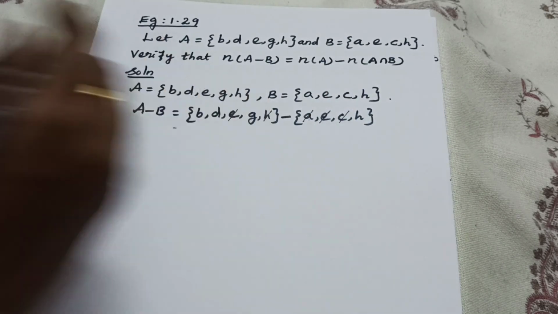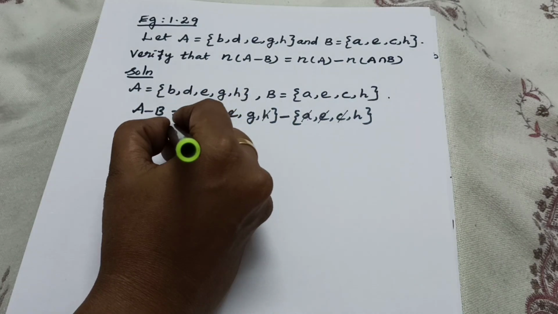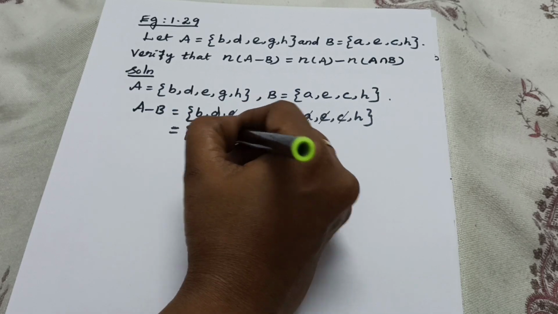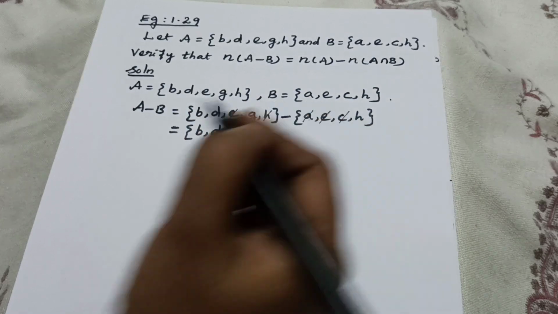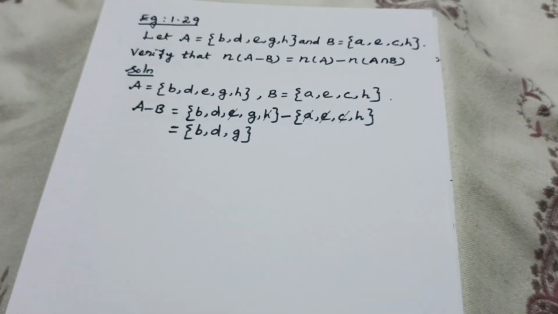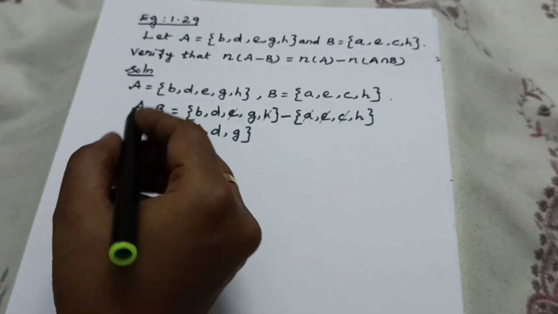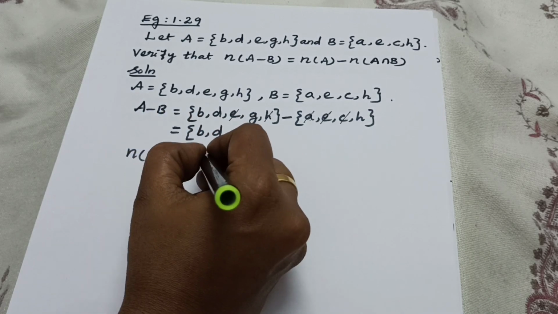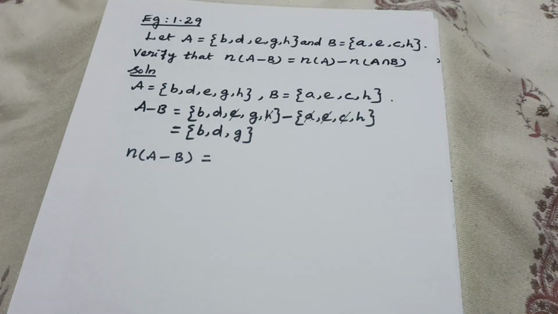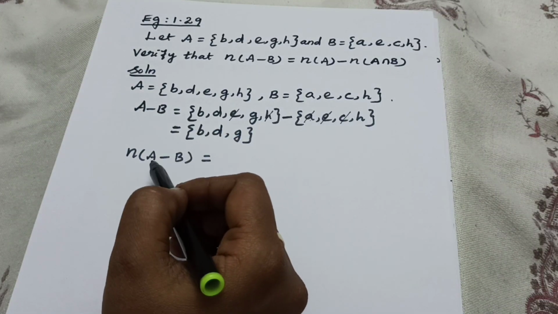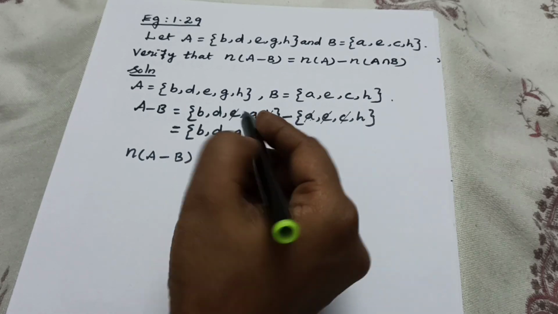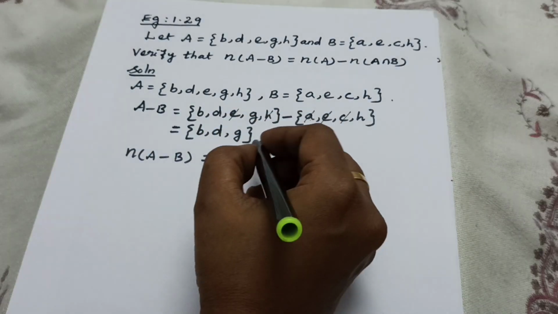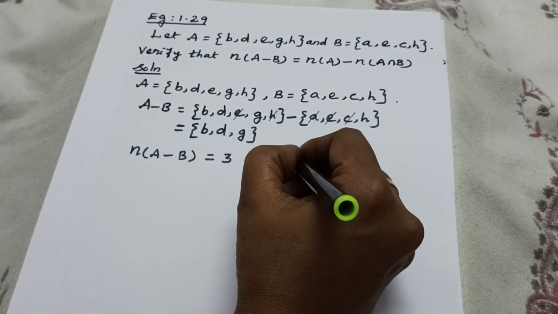Okay, remaining A set, what are the elements you say? Very good. B, D and G. Okay, then A minus B we got, isn't it? But we need here n of A minus B. Okay. n of A minus B is equal to number of elements in A minus B. 1, 2, 3. Okay, 3. n of A minus B is 3. That is left hand side we got the answer.